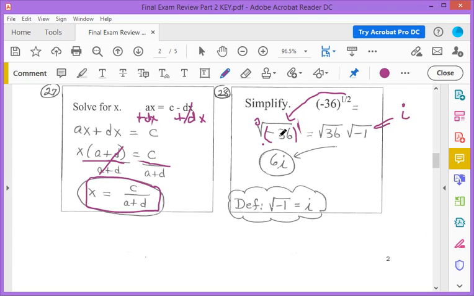So we take out the negative from negative 36. We separate negative 36 using the factors square root 36 times square root negative 1. So we factor out the negative. That leaves us with positive square root 36, and the square root of 36 is 6. And the square root of negative 1 is i. So our answer is 6i. So you want to remember this fact that the square root of negative 1 equals i.